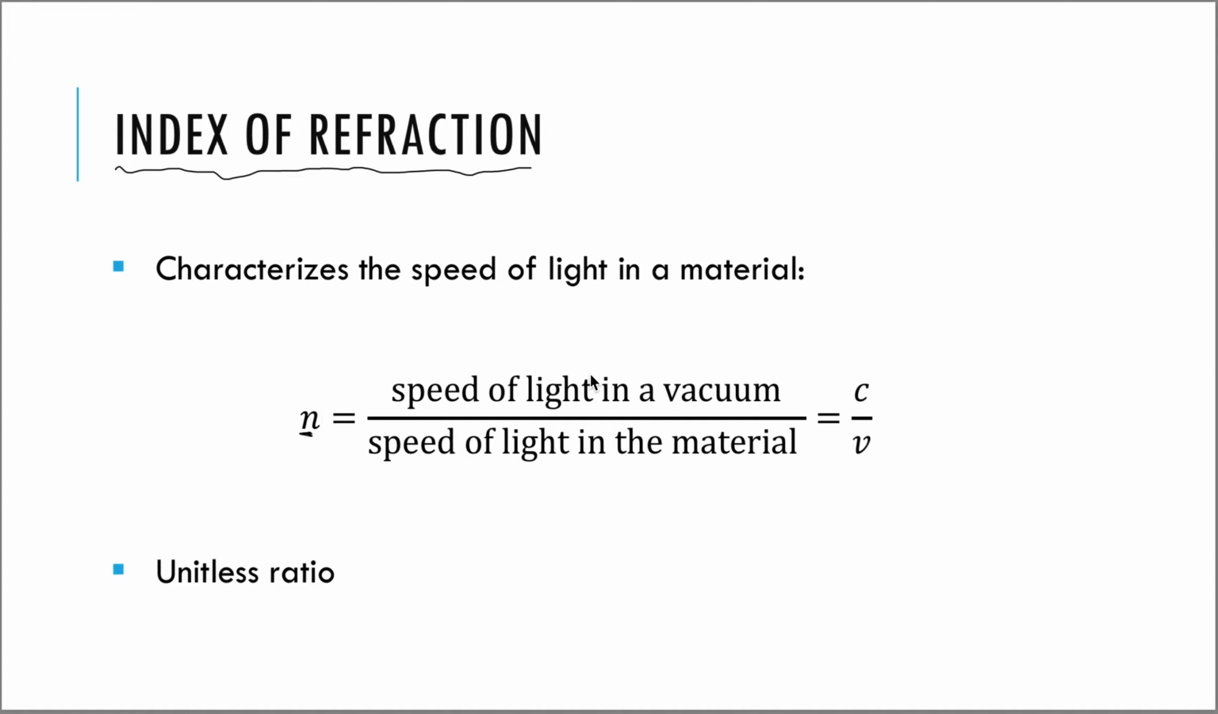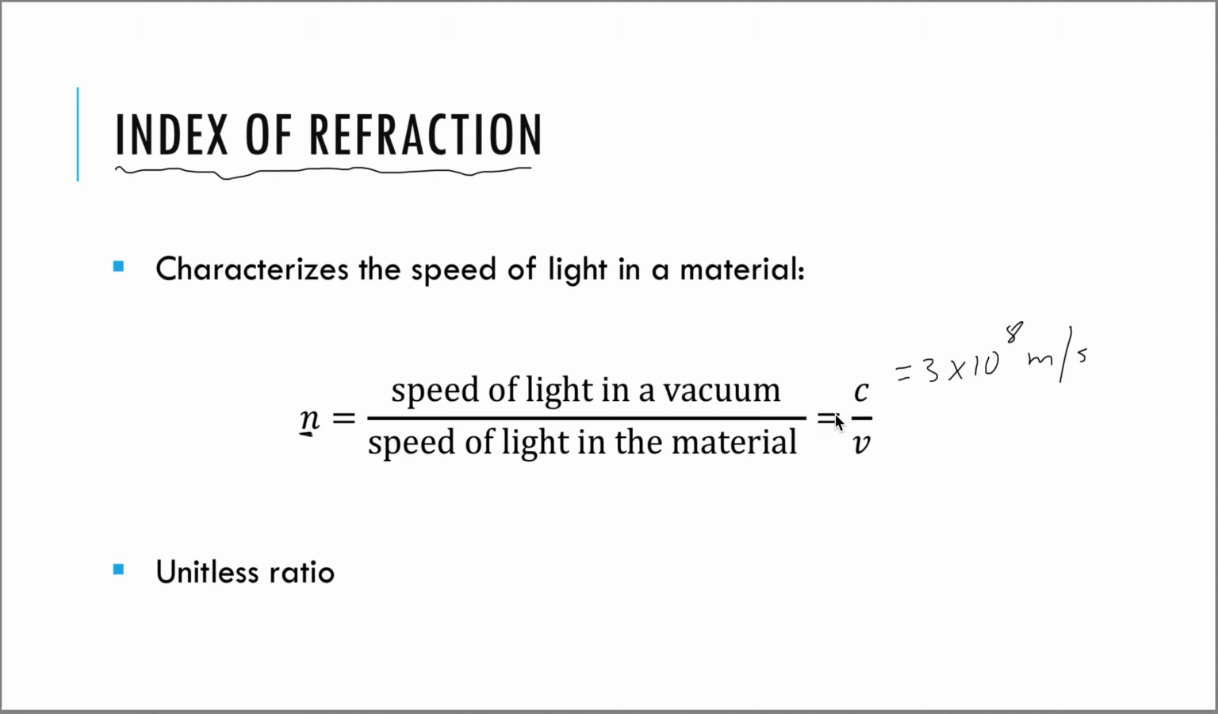So the index of refraction, we use the letter n here, and it's the ratio of the speed of light in the vacuum to the speed of light in the material. We learned before that the speed of light in a vacuum is 3 times 10 to the 8 meters per second. Light slows down when it enters any other material, and we're going to use the letter v to represent the speed of light in any other material besides the vacuum.